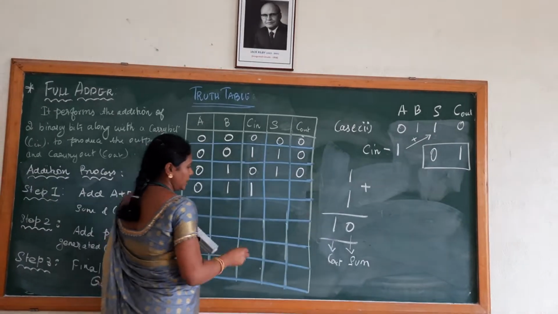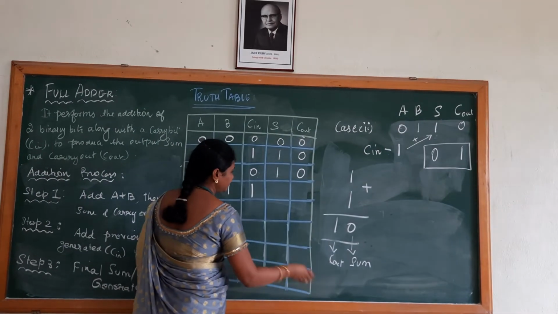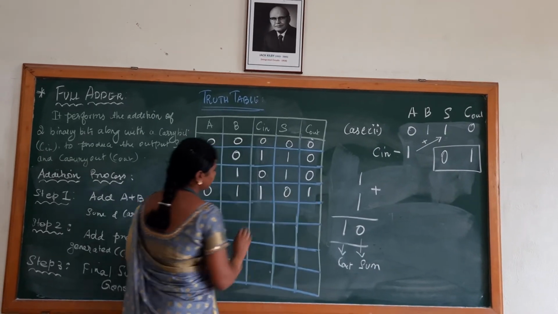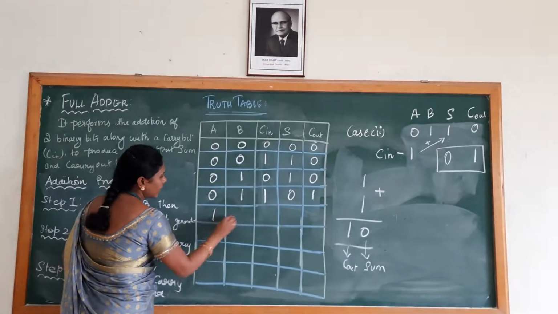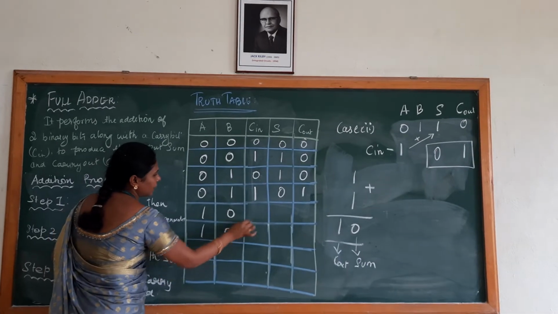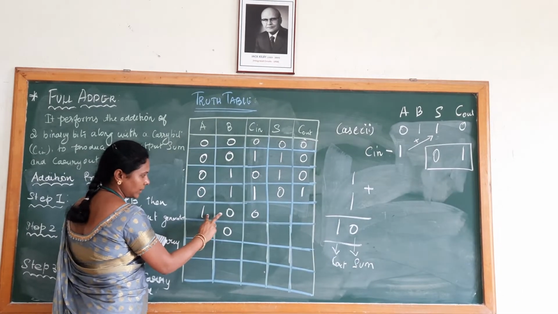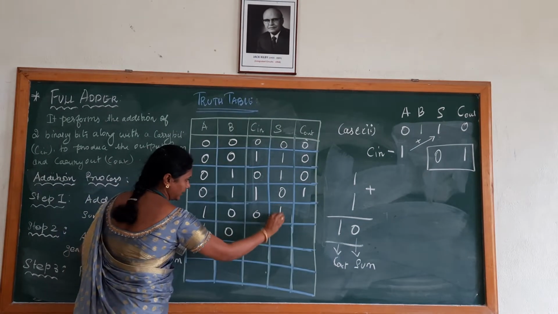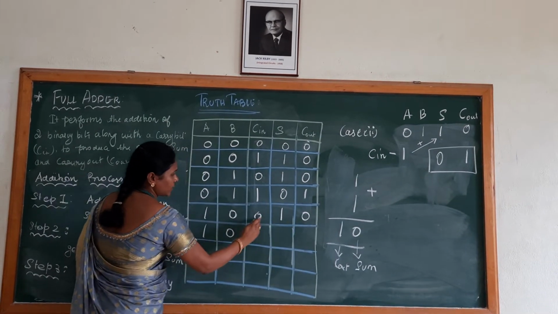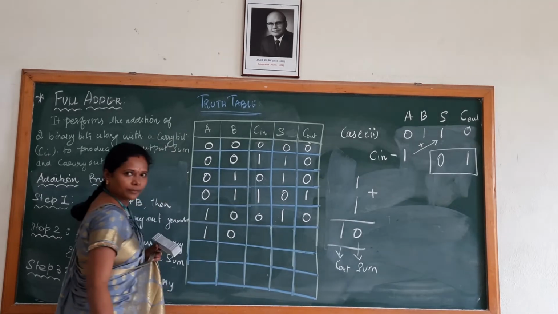So here the data will be what? For the next case, 1, 0. If previous carry is 0, first it will perform the addition of 2 bits. 1 plus 0 is 1, no carry. 0 plus 1 again 1. So there is no change.